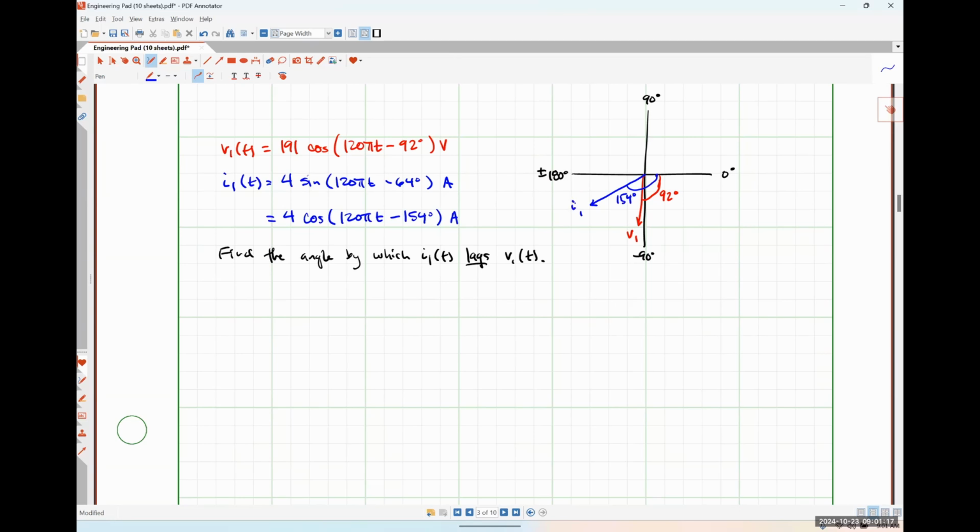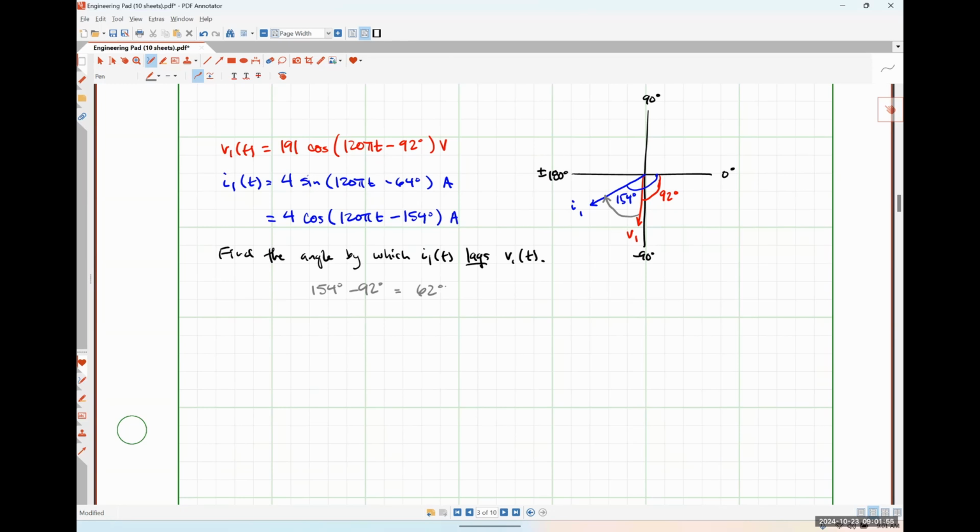Okay. We're finding the angle by which I1 lags V1. So V1 is our reference. So we're going to measure from V1 until we hit I1. So to me, that's just 154 degrees minus 92 degrees. 62 degrees. Are we okay with that process?